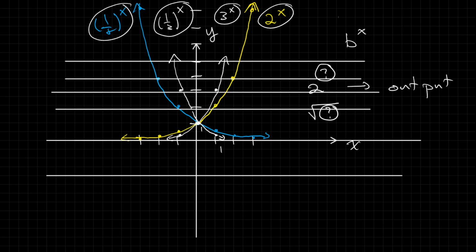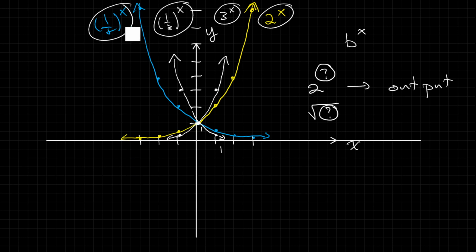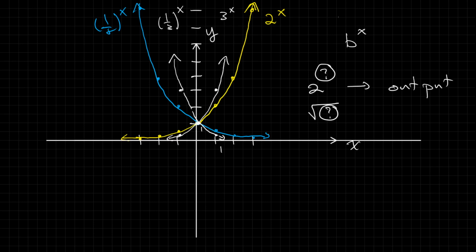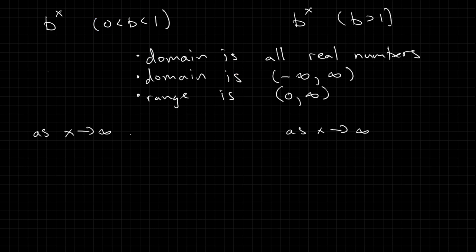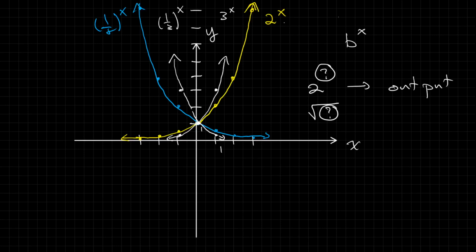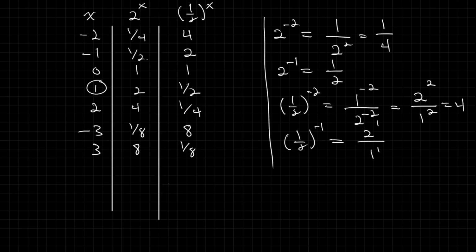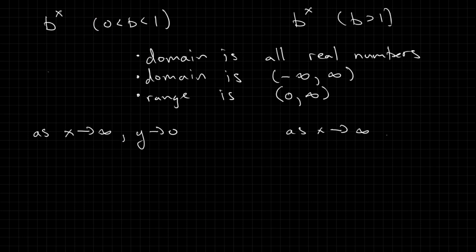Looking at my functions here, let's go ahead and erase these lines. For something like 1/2 to the x and 1/3 to the x, the y values are getting very close to the x-axis. That is, the y values are getting very close to 0. And so I would conclude that as x goes to infinity, y goes to 0. What happens as x goes to infinity for 2 to the x and 3 to the x? Well, the y values get very large. And so I would conclude that as x goes to infinity, y goes to infinity.